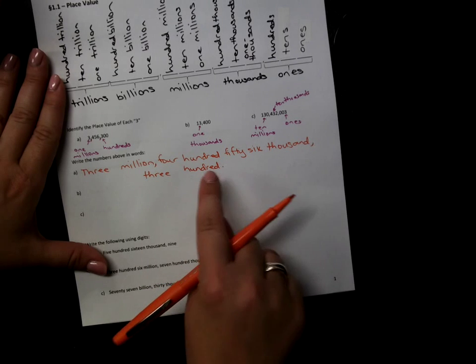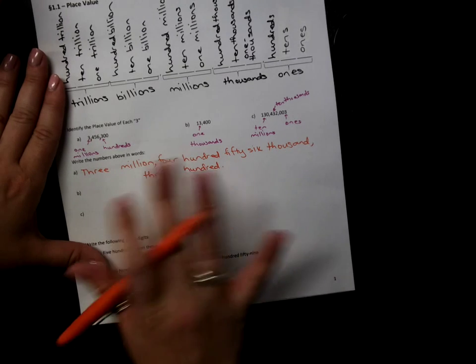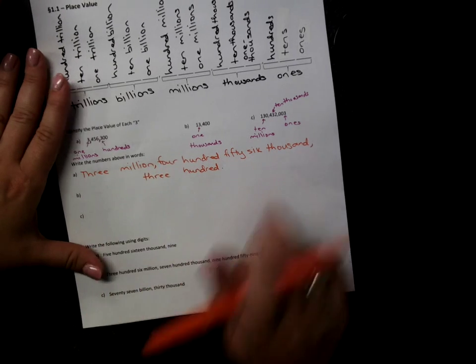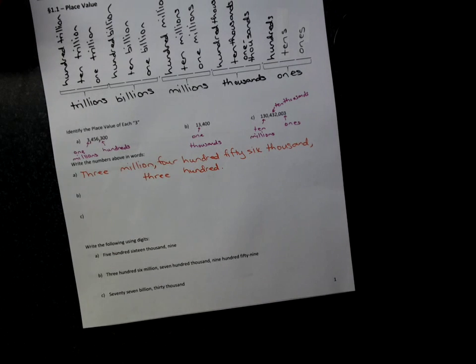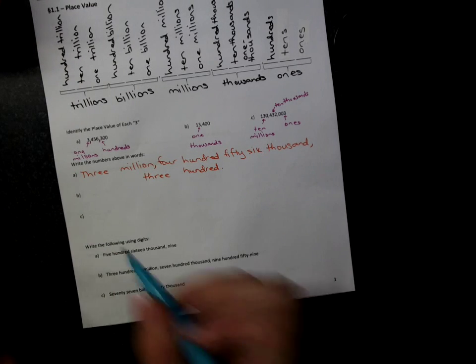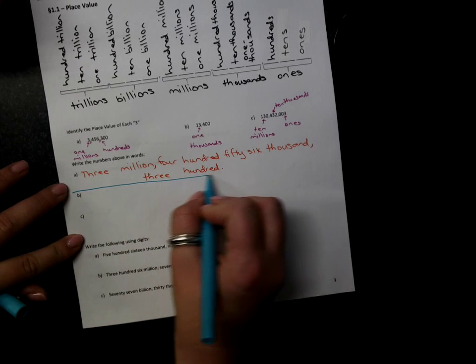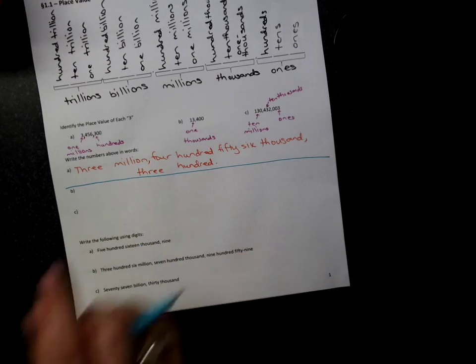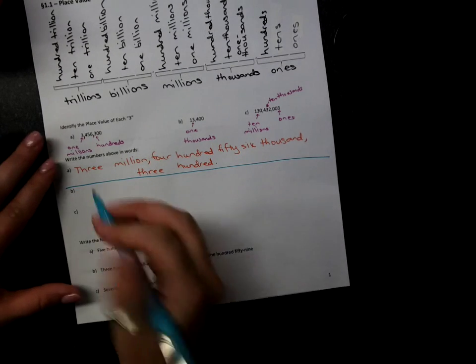3,456,300. So at first it sounds a little strange. We don't put any ands. We just pause where the commas are. The next value we see is B, 13,400.